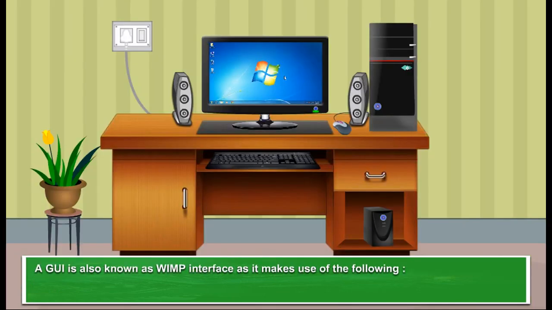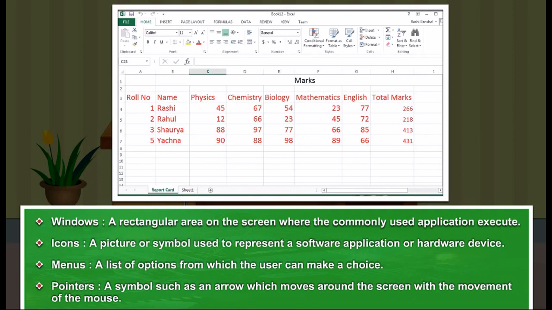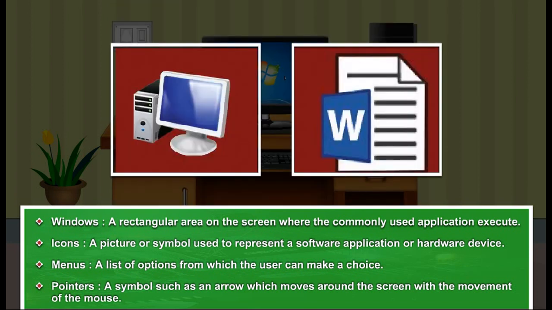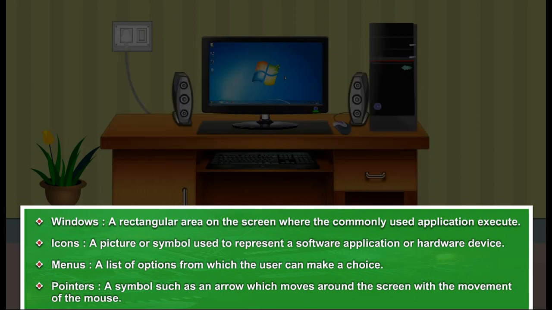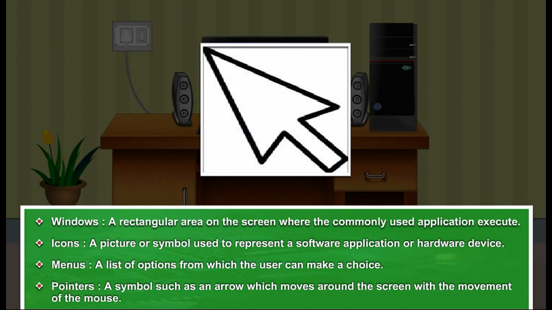A GUI is also known as WIMP interface, as it makes use of the following. Windows: a rectangular area on the screen where the commonly used applications execute. Icons: a picture or symbol used to represent a software application or hardware device. Menus: a list of options from which the user can make a choice. Pointers: a symbol such as an arrow which moves around the screen with the movement of the mouse.